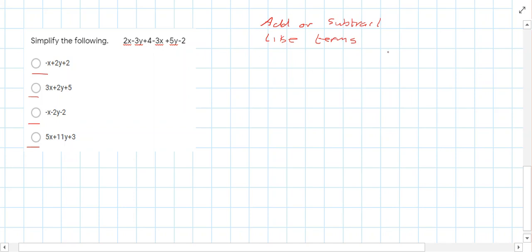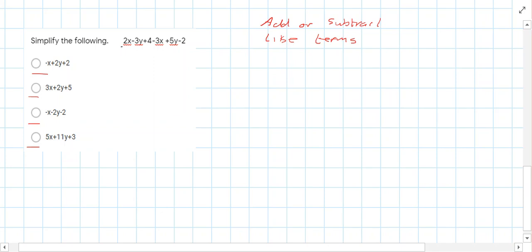It's kind of like saying you can only add apples. If you have apples and bananas, you can only add and subtract apples from apples. You can't add and subtract apples from bananas, for example. And it's the same thing with expressions as well. So one way you can start to tackle this problem is to gather up all of the like terms.